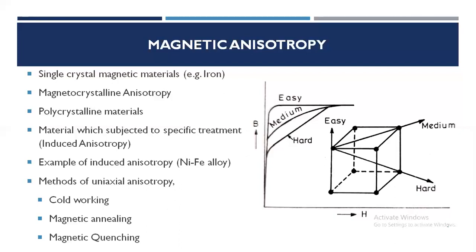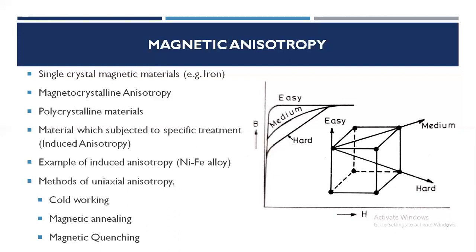And the third one, magnetic quenching. Magnetic quenching is cooling in the presence of a magnetic field through the Curie temperature. Actually, the material is cooled in the presence of a magnetic field at a particular temperature. That temperature is called the Curie temperature, leading to a uniaxial anisotropy, either parallel or perpendicular to the field direction.